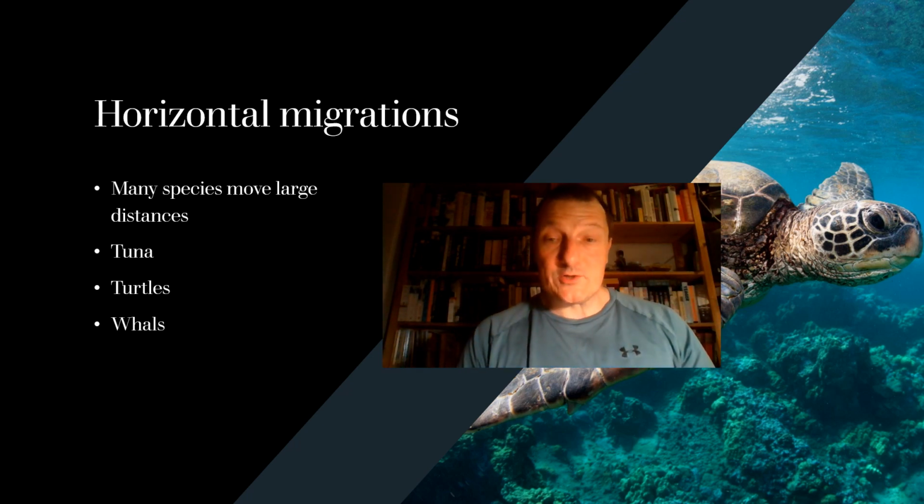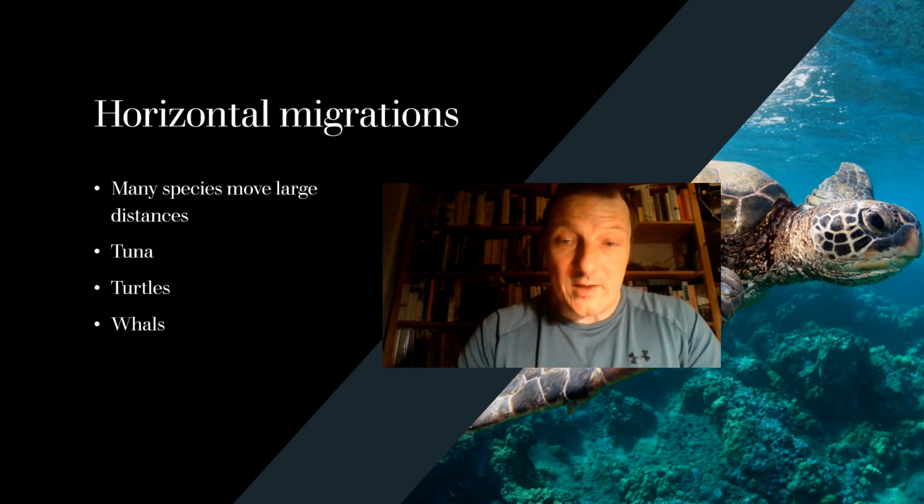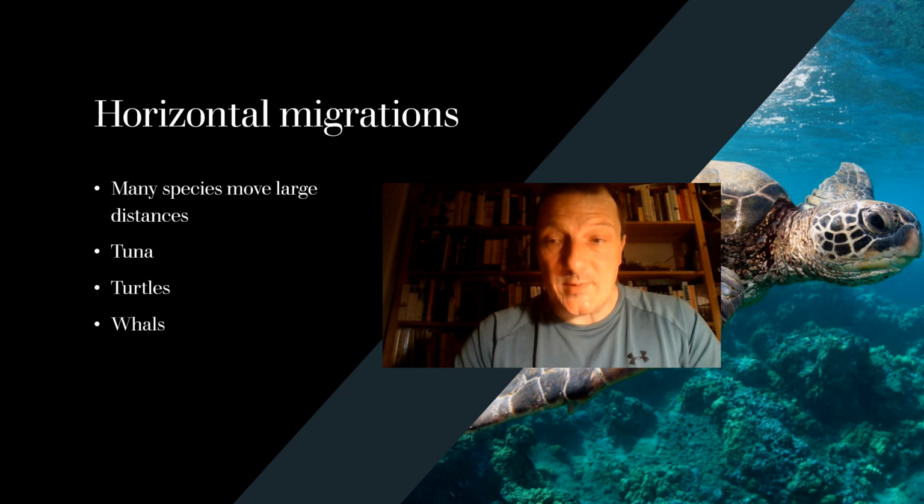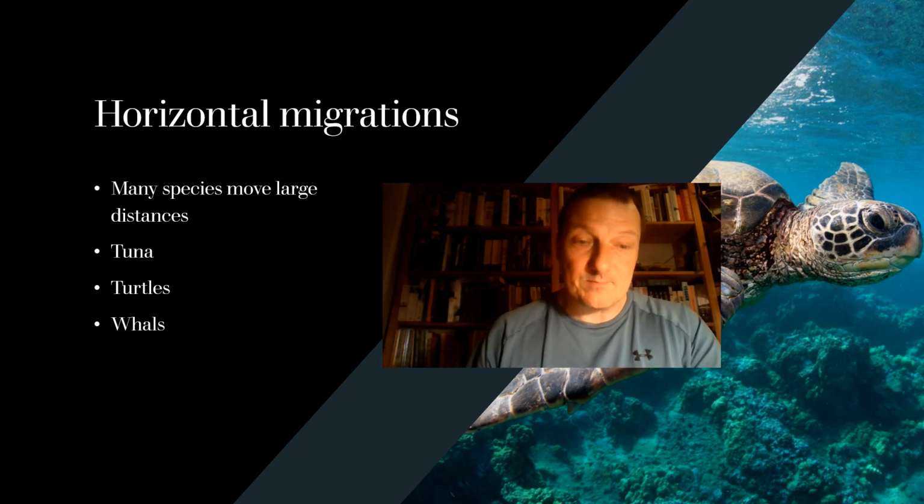To talk about horizontal migration, we are going to look at three different species: tuna, loggerhead turtle, and whales, and in the whales we will especially be looking at the humpback whales.